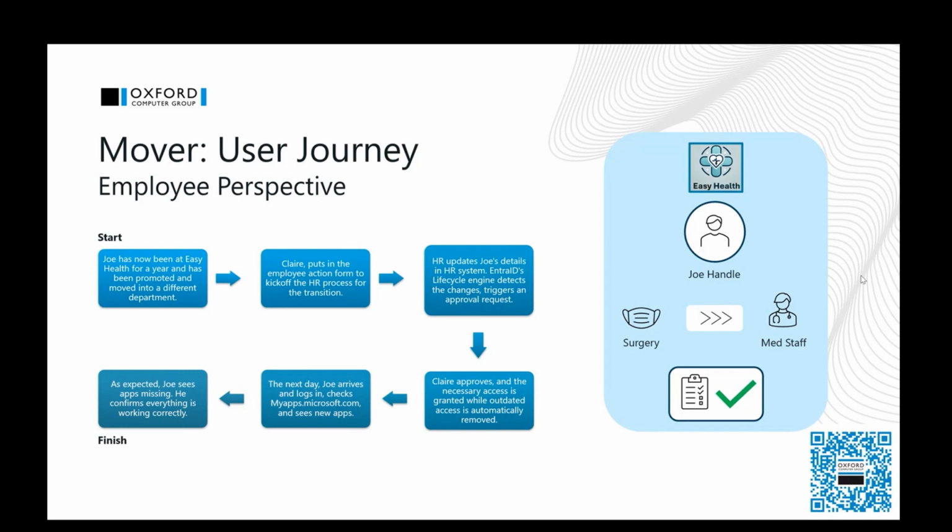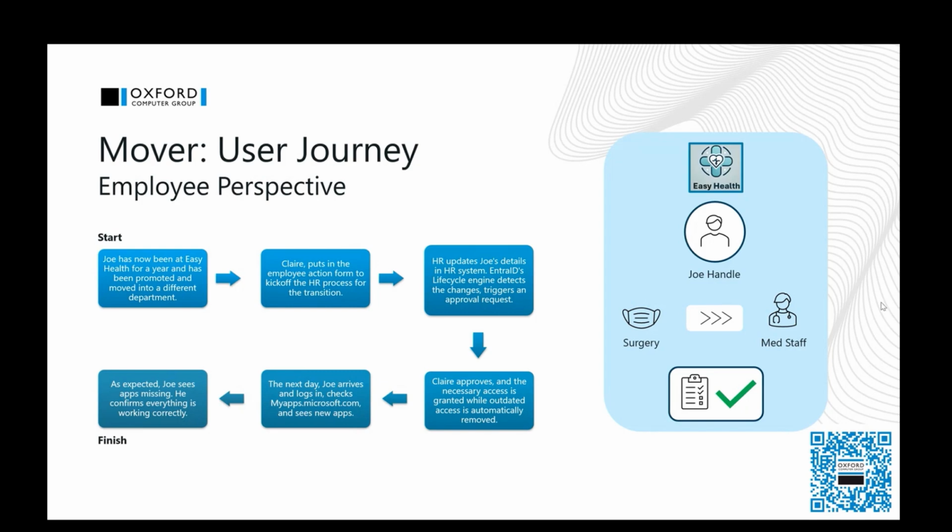So this is going to show us a segregation of duties concept here. So Joe comes in the next day, logs into his computer in the new department, checks his access. He looks at the My Apps. He sees that he's got these new apps, and he also sees that previously an app that he had used is missing, but he knows that he doesn't need access to it any longer. So this is normal. Joe checks the access of the new apps to confirm that all is working well.